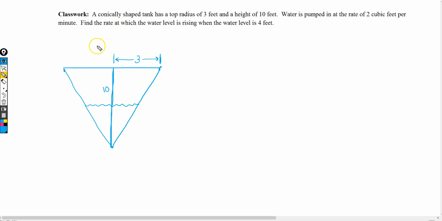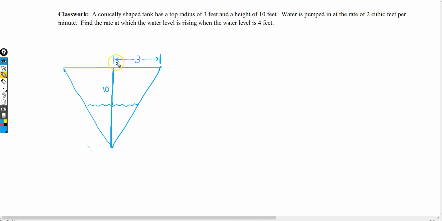Now for this problem, I already have some of the graphic drawn down here. We have a conically shaped tank that has a top radius of 3 feet and a height of 10 feet. Water's being pumped in at the rate of 2 cubic feet per minute. We want to find the rate at which the water level is rising when the water level is 4 feet. Now this is a side view of our tank. The tank actually is three-dimensional. It looks something like this, really. Okay, it is three-dimensional.